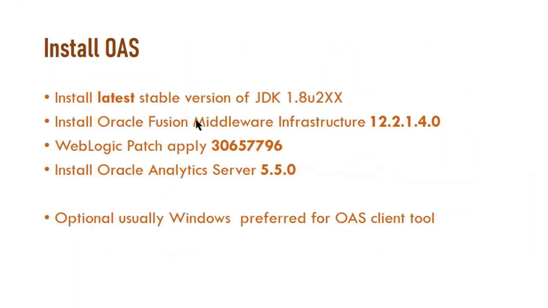Next, the sequence of steps we need to know for installing OAS. The first thing is we need to install Java JDK 1.8 and the Fusion Middleware, then install OPatch, and then come to Oracle Analytics Server 5.5.0. This is the overall scenario we are going to do, and there is a client requirement: a client tool that is going to connect to the BI, or business intelligence, server or service, which is going to run on Oracle Analytics Server.